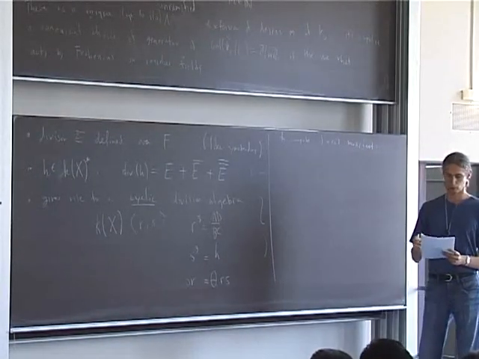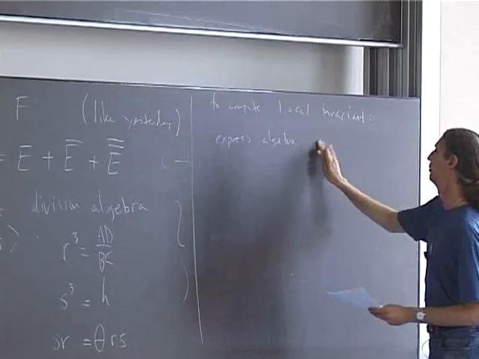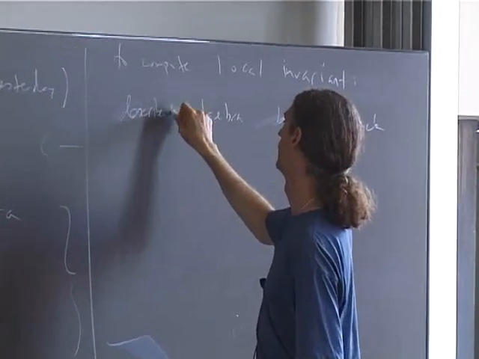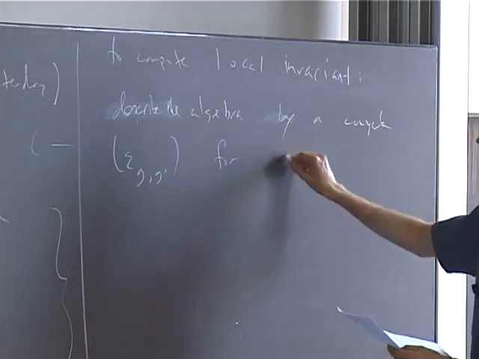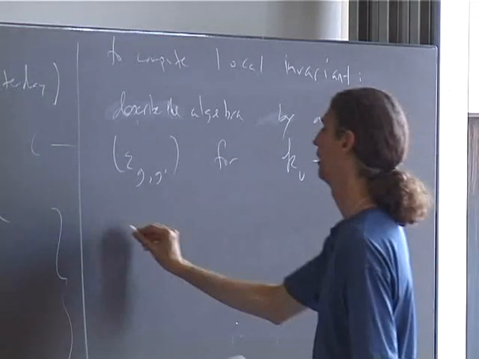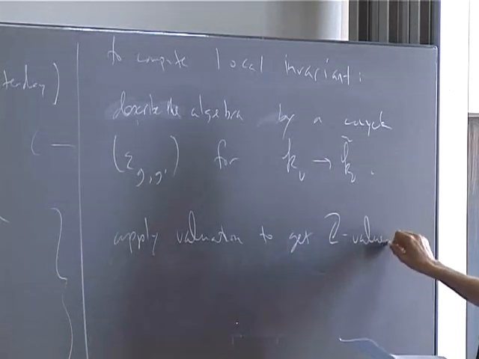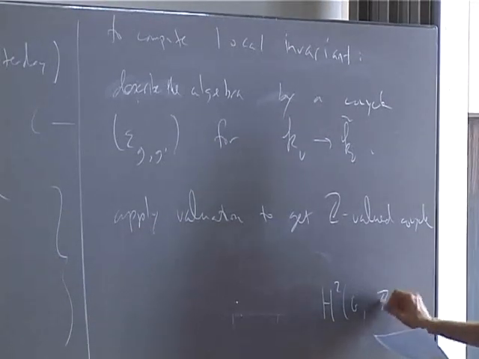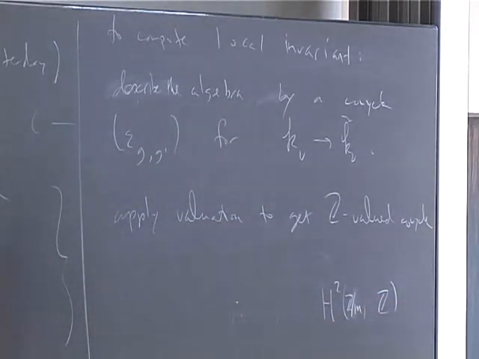you express your algebra by a cocycle for the cyclic extension. And then apply, so you have now an element of H2. So this is G. What's G? The Galois group of this extension.